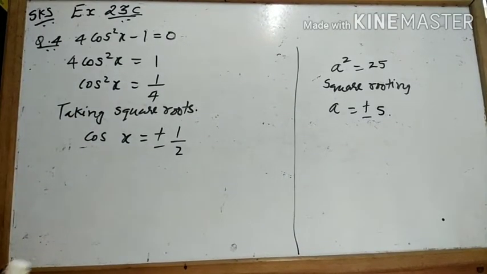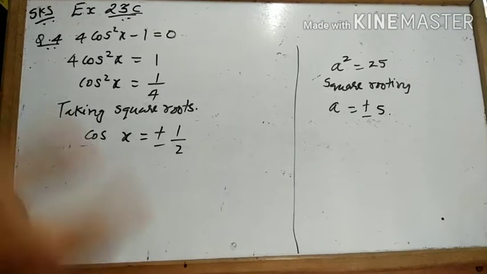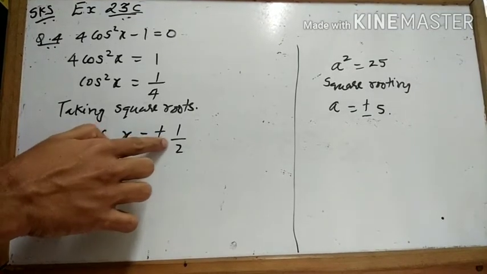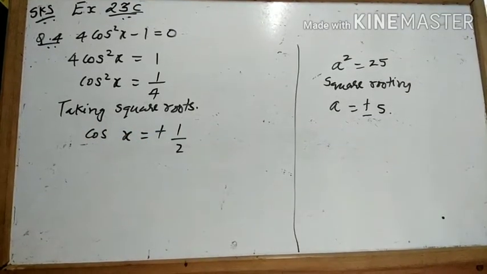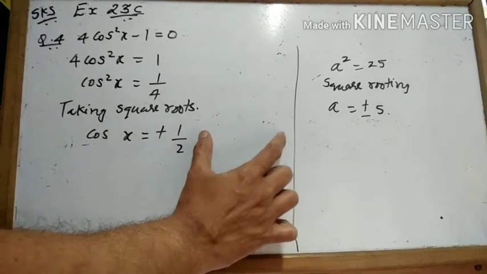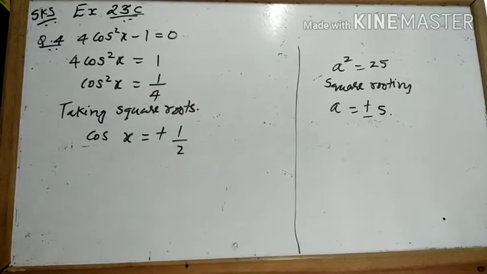But my dear friends, as I told you, we are not going to see the negative values of trigonometry ratios. Hence, we will discard this. Discard means we will not consider the negative value. And my dear friends, here you will write down the reason: negative value not considered, as it is not a part of scope. So cos x equal to 1 upon 2.